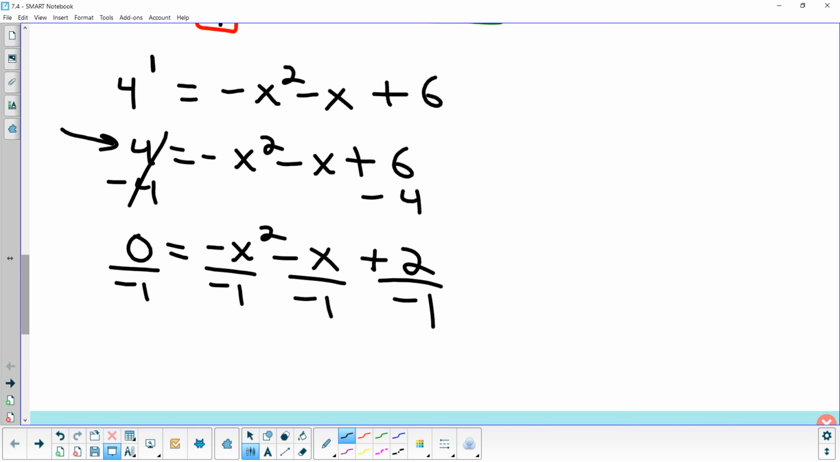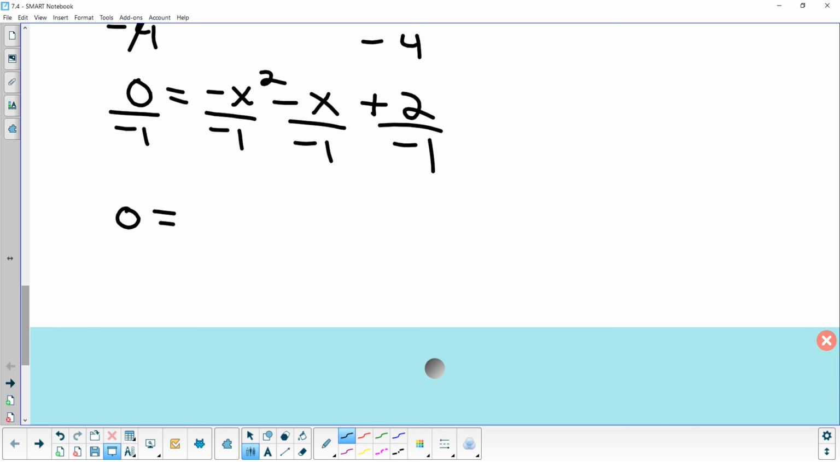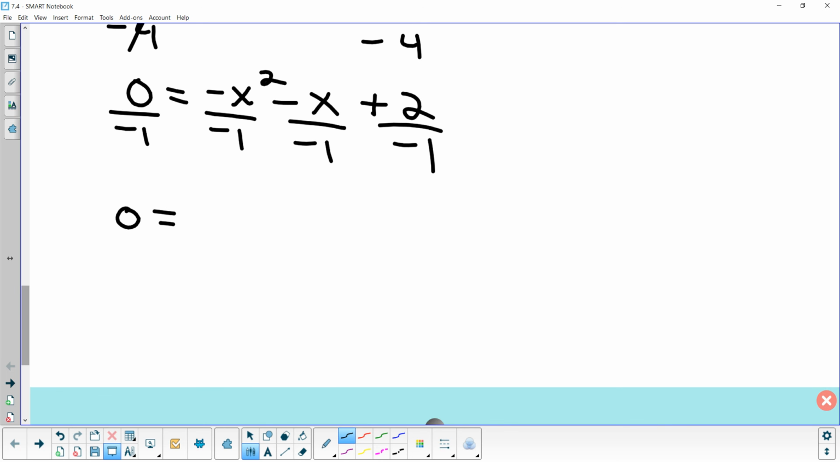And what that's going to do is just change the sign of everything, but most importantly, it's going to change the sign of the x squared and make it positive. So 0 divided by -1, still 0. And then everything else, the sign will change. x squared plus x minus 2. And I think that that problem is going to be factorable.